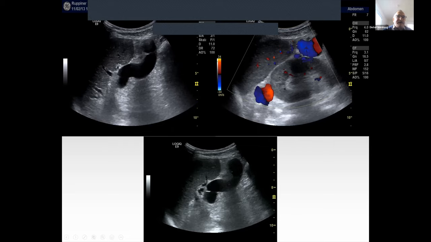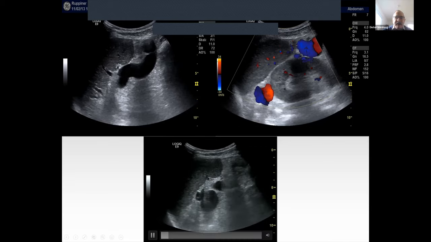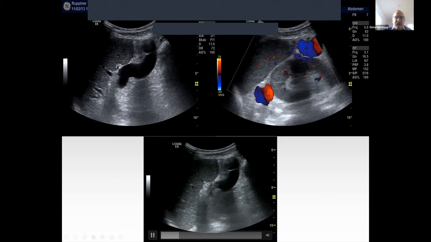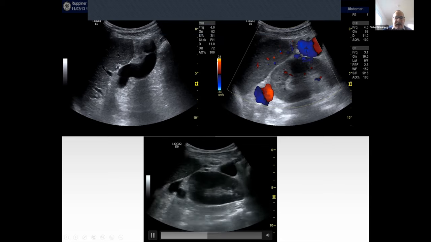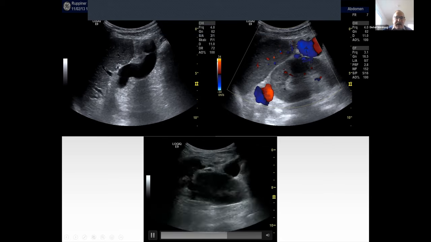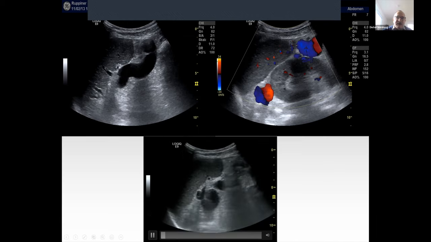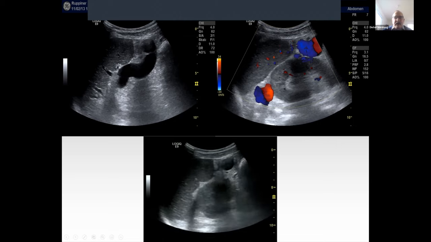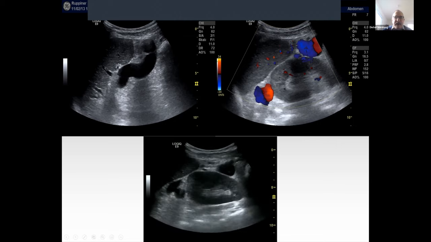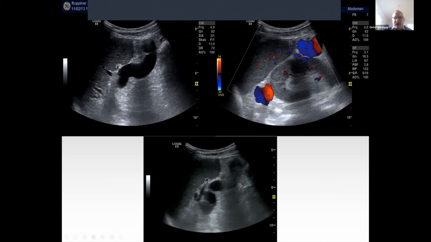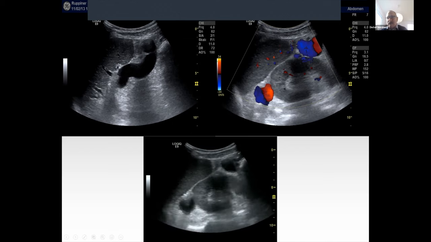That is a spleen, it's not very large, a little bit enlarged. And here is the kidney. And from the spleen around the kidney, it's going into the renal vein. That is a portosystemic shunt, the renosplenic shunt. That is also a typical one.